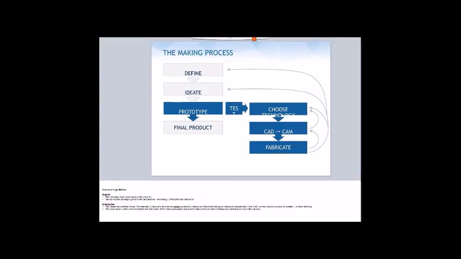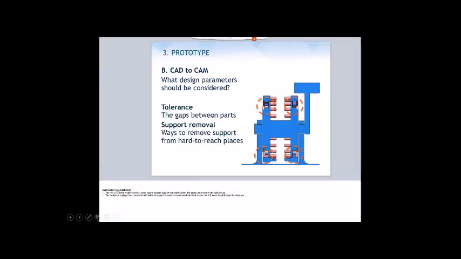And this is why we took the design thinking method, I'm sorry that it looks like that, and I developed it into a making process. So you define what you want to do, you do ideation, prototype, and then in the prototype, you test it. You choose a technology, you do the CAD to CAM, you fabricate it, and everything goes back and forth until you get the final part. And this is actually what we did at Stratasys.